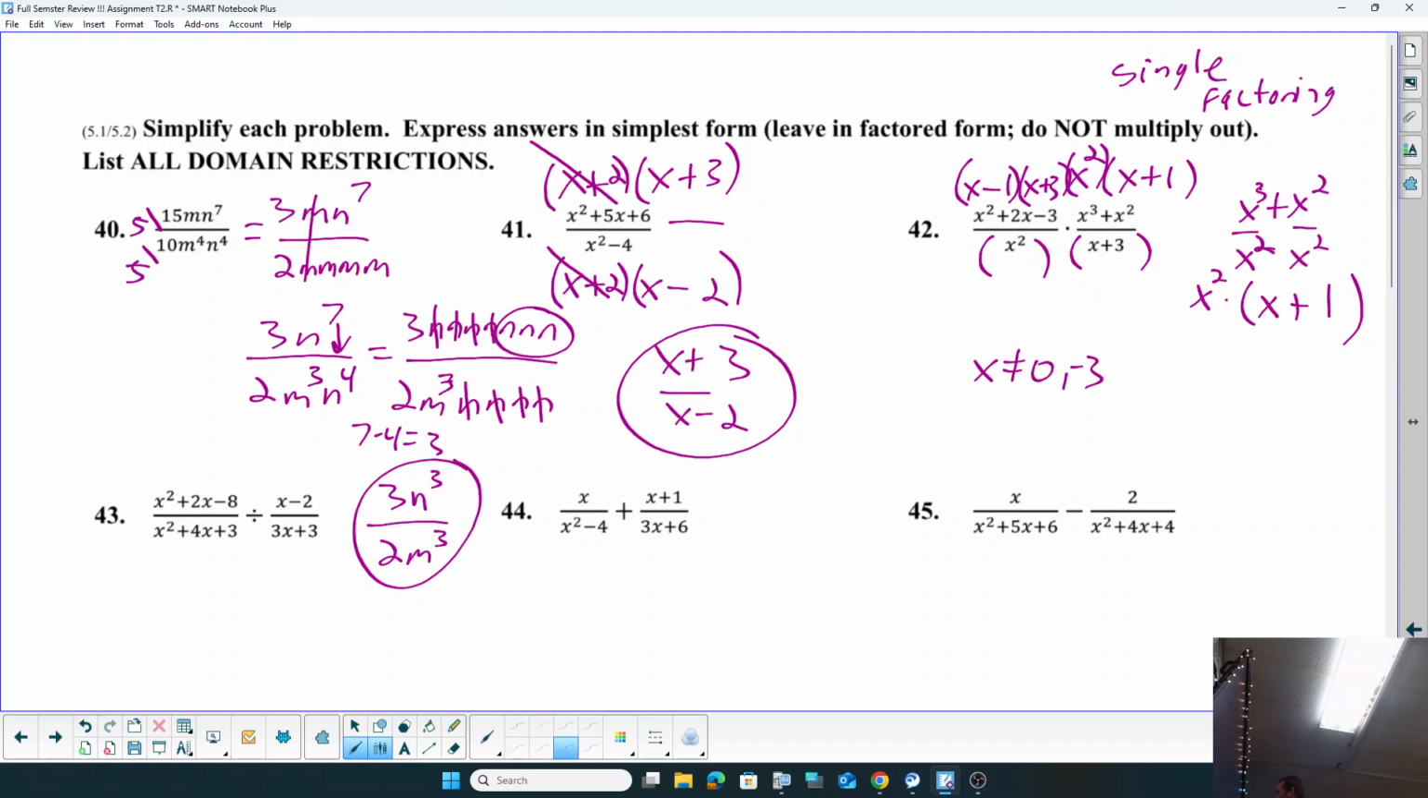And then we get to see what factors and cancels. See the x squareds cancel. The x plus 3's cancel. Wow. So all we're left with is x minus 1 times x plus 1. Way-o. That's our answer.